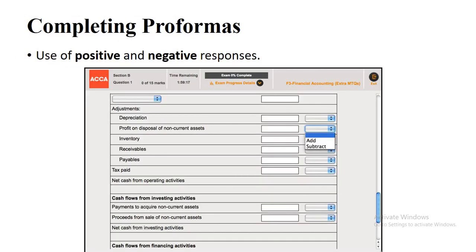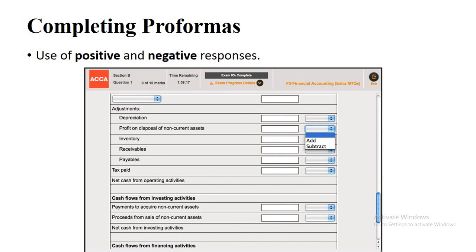Furthermore, we have the use of positive and negative responses. This means that you must take care when entering positive and negative responses. This issue has been noted particularly in MTQs on the statement of cash flows, where the requirement extends to a 2 step process, as you can see in the example.